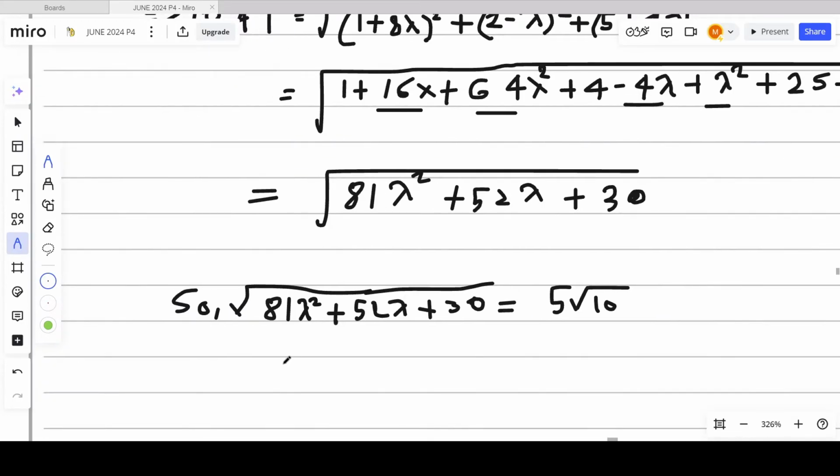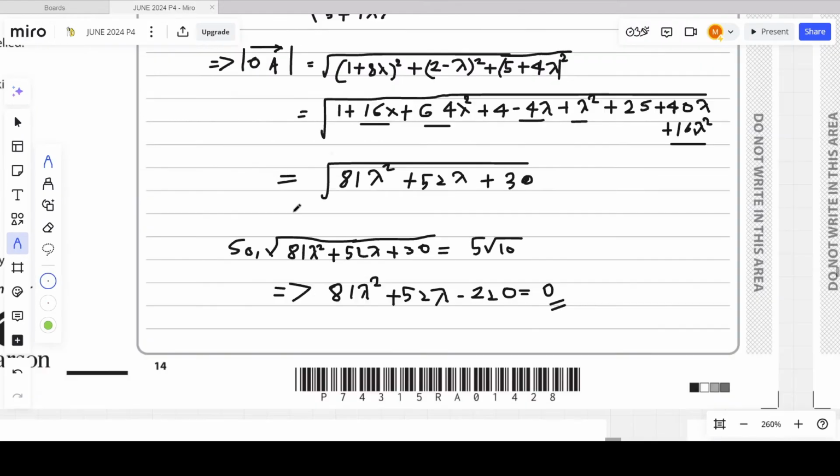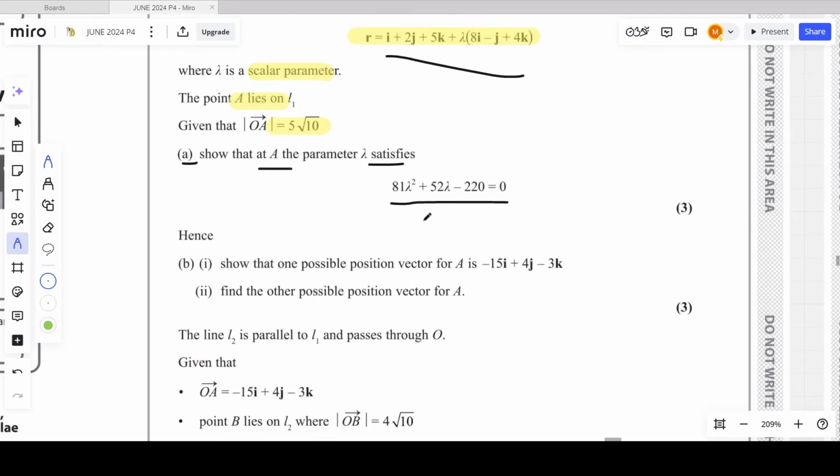Okay, so now square both sides. If you square both sides, what will we get? 81 lambda squared, plus 52 lambda, and then 5 squared is what? 25. 25 times 10 is 250. So 30 minus 250 would be negative 220. And this is the equation the question has asked for. Done. Okay, let's see the next part, part B.